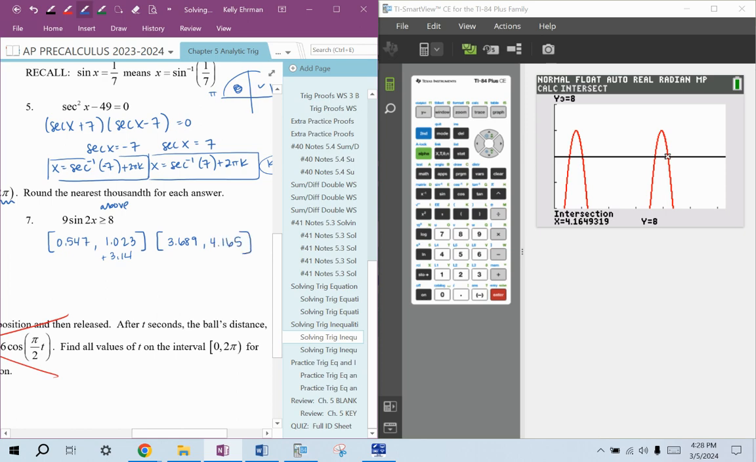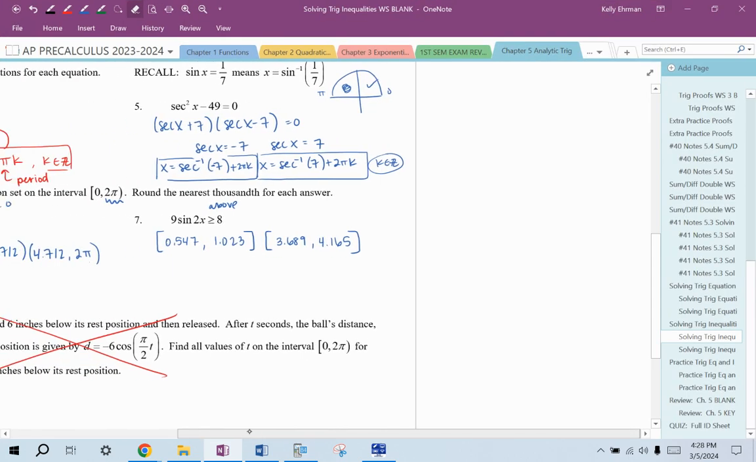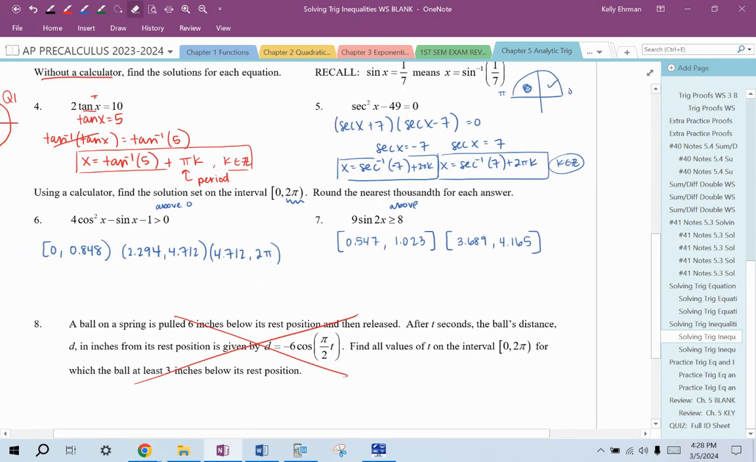So yeah, 4.165 if we round. Okay, so I didn't have to use all the calculator stuff. I could use periodic and say, well, this has a period of 2 pi over 2, period of pi, and just add that period over there. That works too. And then you guys did not have this problem number 8, so don't worry about that.